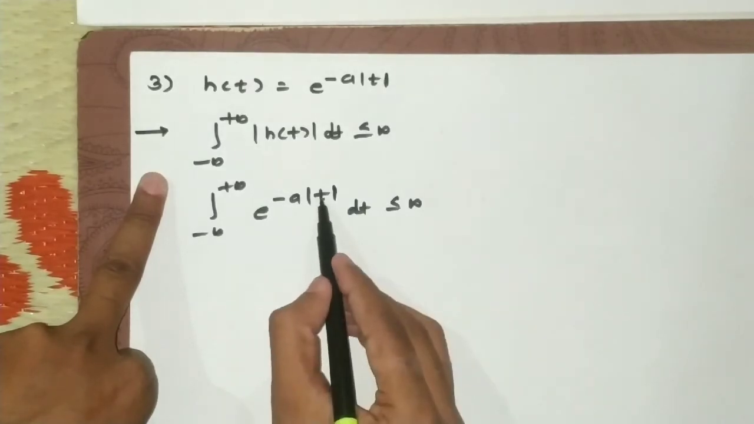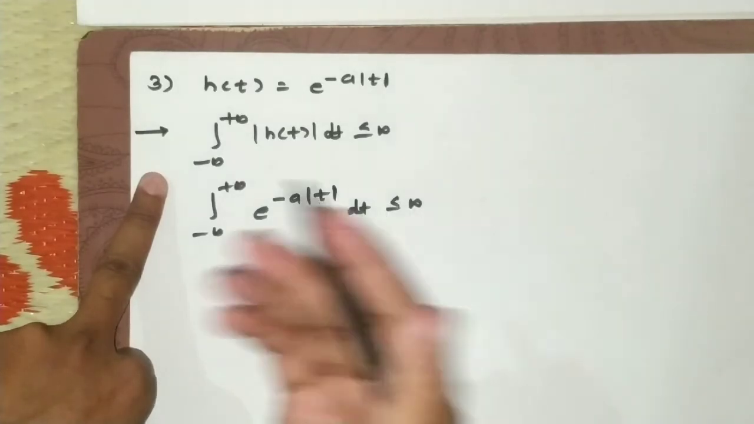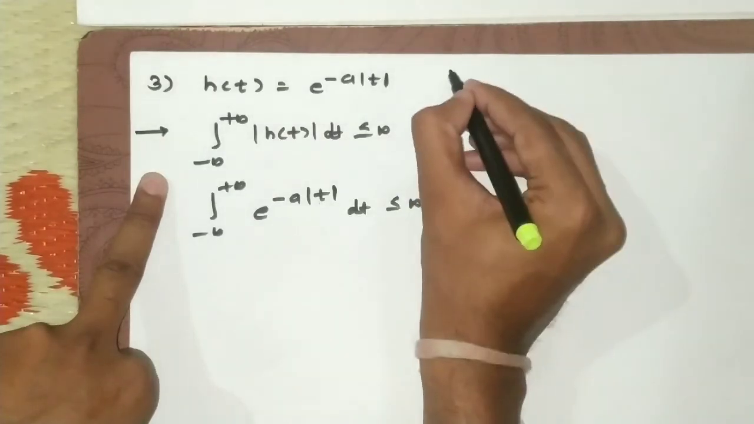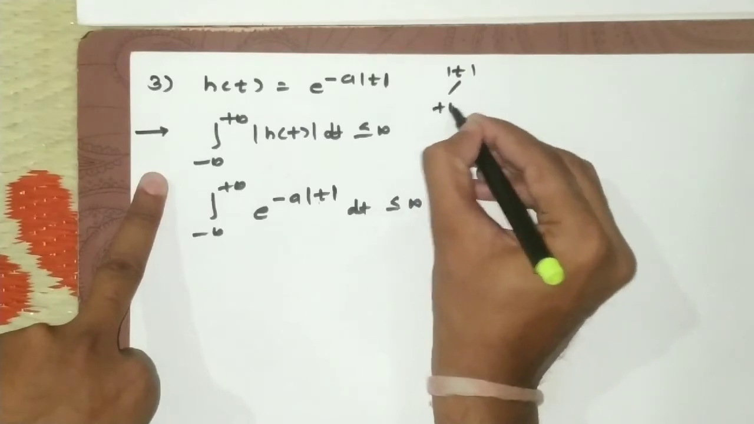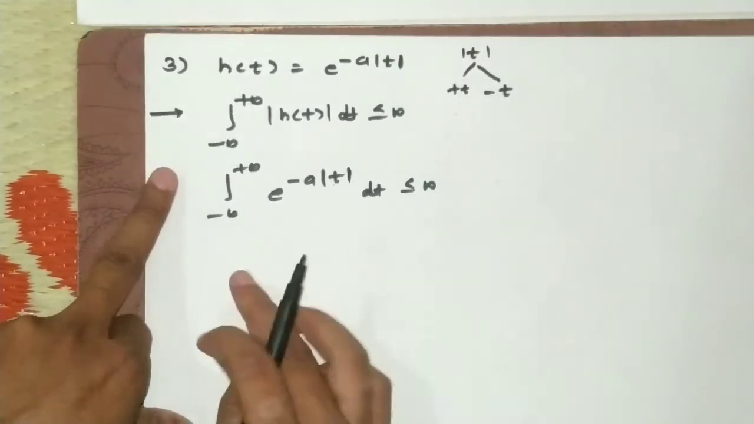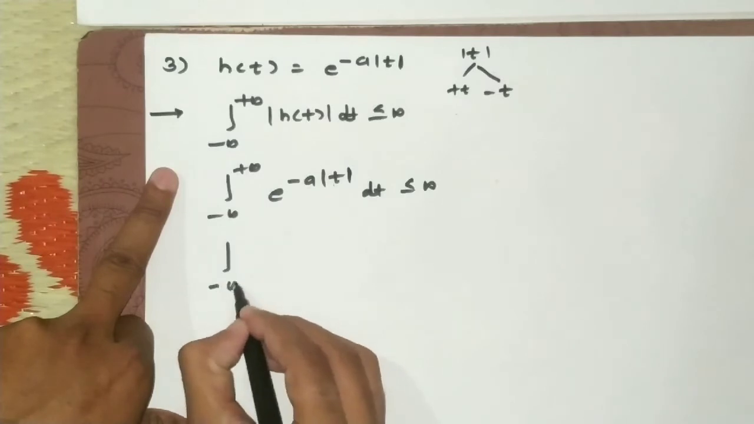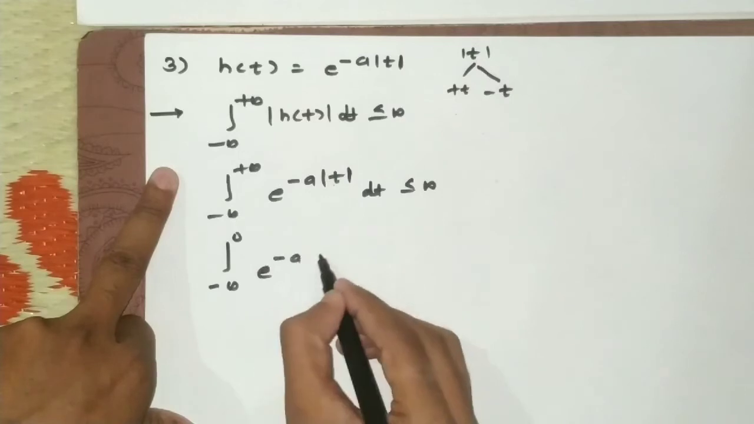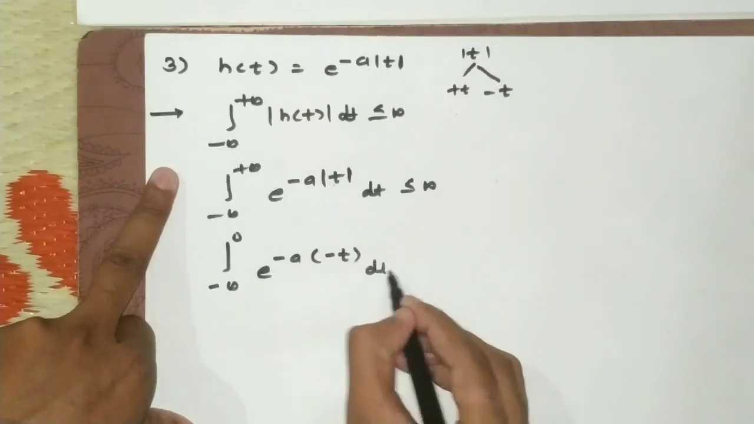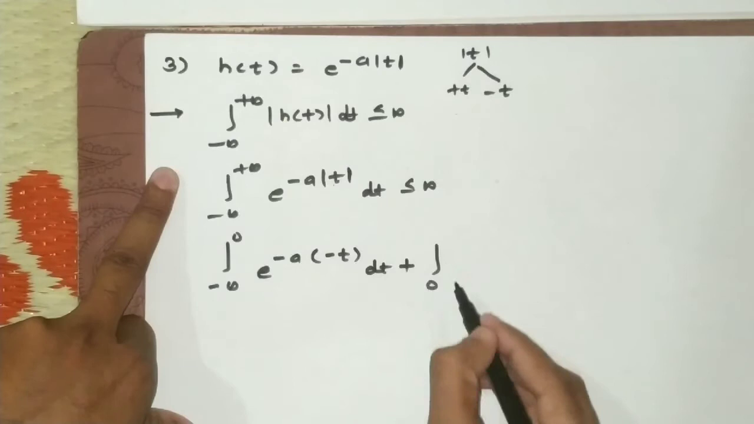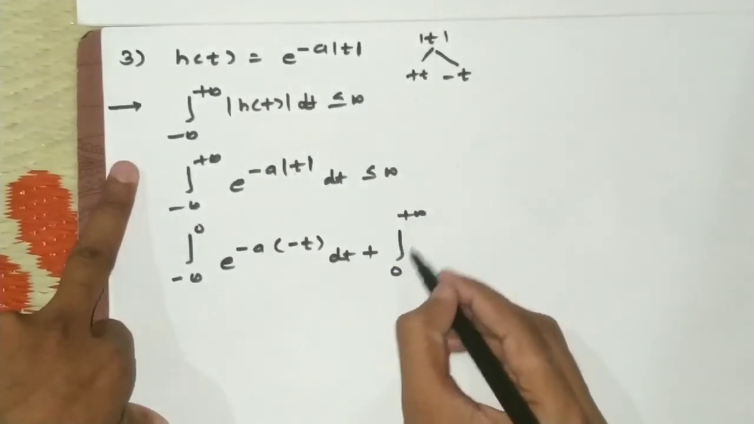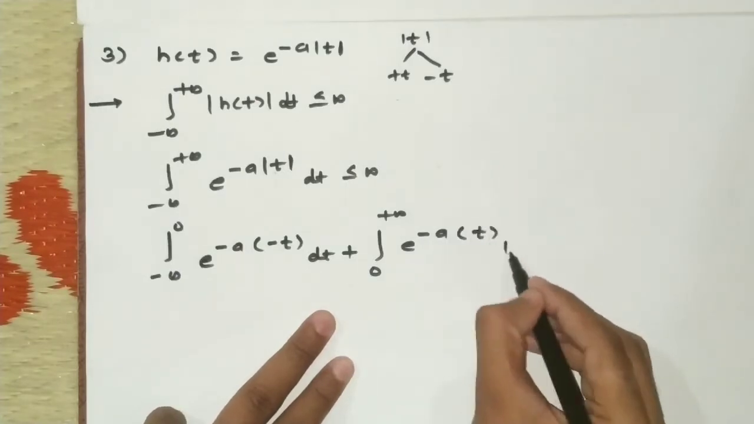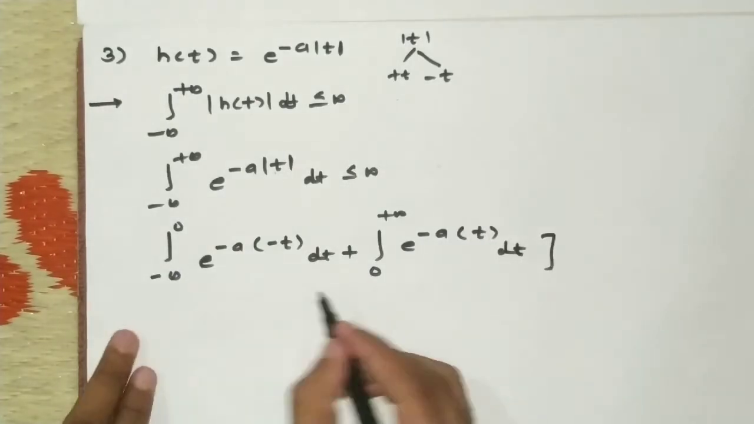Now here we are getting mod t, that means it will have two values. One is less than 1, that is going to be minus values, or it can have positive values. That means mod t can have two values, either plus t or minus t. So we'll simplify this term. One range we are getting from minus infinity to 0. In this case, t will be minus, and next case we'll put it from 0 to infinity. In this case, t is going to be positive, so we get e raised to minus a t dt.